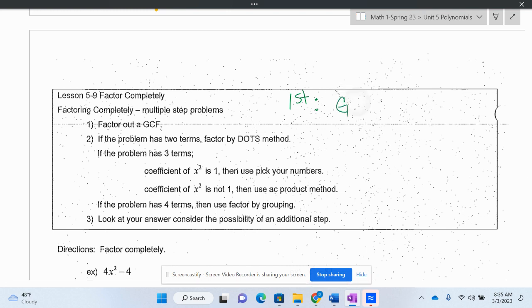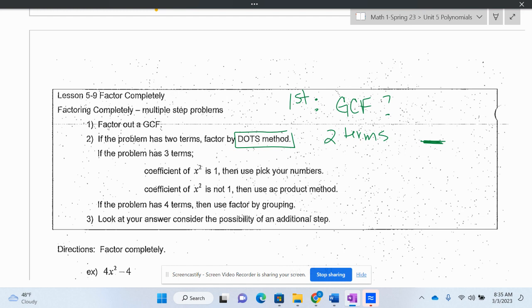look to see, is there a greatest common factor? That's the first thing that you want to do. And then you want to check, are there two terms and they're separated with a minus sign? Two terms separated with a minus sign.